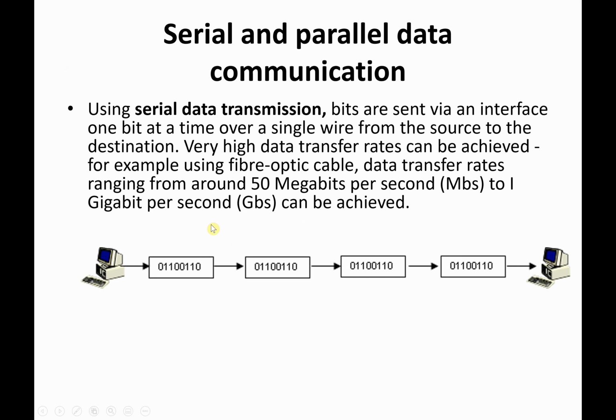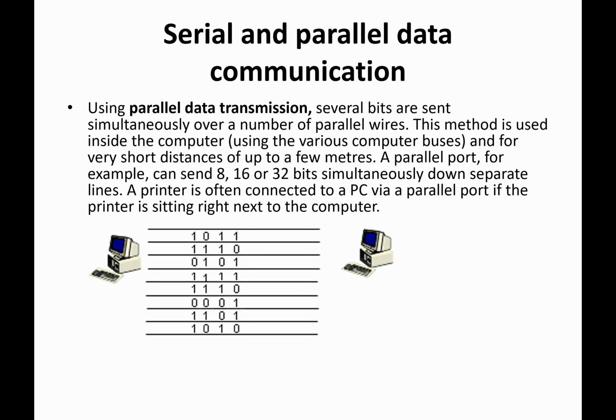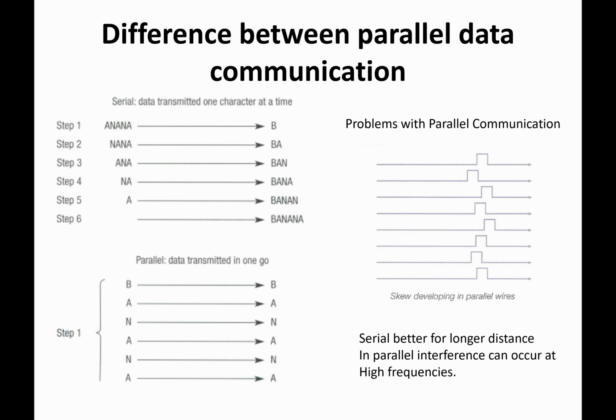very high transfer rates can be achieved with serial. So the idea with serial is that you've got a single wire and multiple bits sent one after the other. Okay. Now, parallel, you would think, is better. Okay. So what you're doing is you're sending down multiple wires, bits simultaneously. So you're sending all of that in one go, then that in one go, then that in one go, depending on which way it's going. But there are problems with parallel.